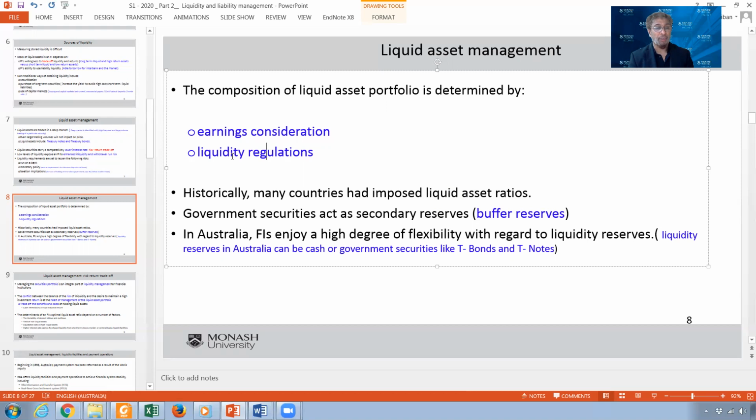Sometimes you can hold government securities. The reserve for the central bank can be either in cash or in government securities. Now, when we say government securities, it means you receive some type of return. In Australia, they are very flexible. According to the book, the US is not very flexible on this issue, which means they need only cash. But in Australia, you can have government securities like T-bonds or T-notes for the reserves.